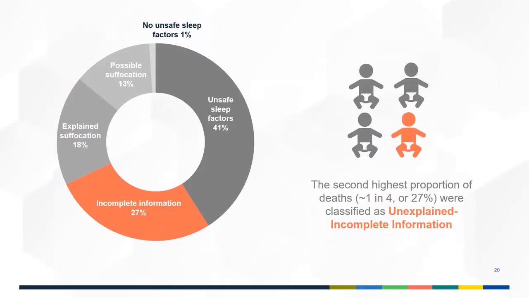The second highest proportion of cases were those 27% that were classified as incomplete information. This group is a combination of 2 algorithm categories. Incomplete case information, which consists of cases where there wasn't enough information documented from the investigation to tell where and how the baby was found. And the second category is those cases that were missing a death investigation and/or an autopsy altogether.